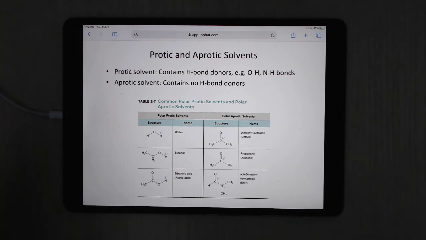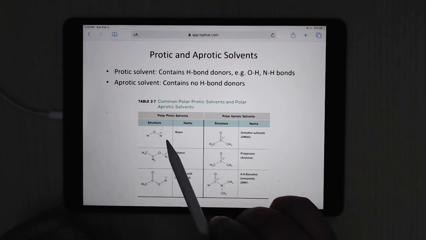Protic means it has a hydrogen that's not on a carbon. It only has to have 1. It can have 1 or more. It can have 5. Who knows? Doesn't matter. But if it has at least 1 hydrogen that's not on a carbon, it's considered a protic solvent. If all the hydrogens are on a carbon, it's aprotic.